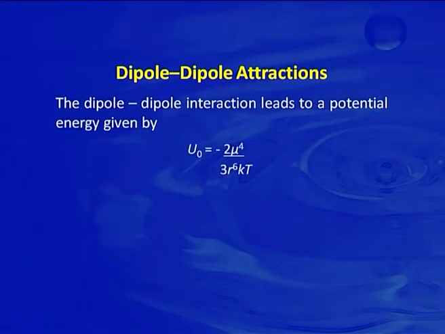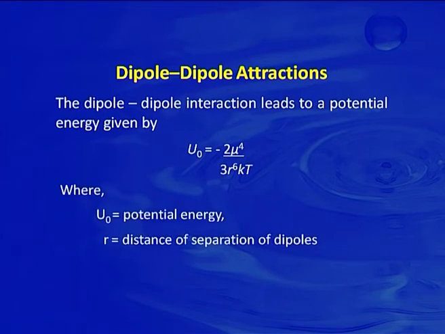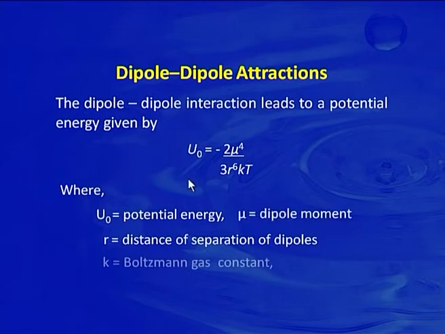The melting and boiling point of a substance can be increased or decreased by knowing the dipole moment of that substance. A substance with no dipole moment has a lower melting point or boiling point than a polar substance. The dipole-dipole interaction leads to a potential energy given by U equal to minus 2 mu^4 by 3 r^6 kT, where U is the potential energy, r is the distance of separation of dipoles, mu is the dipole moment, and k is the Boltzmann constant.